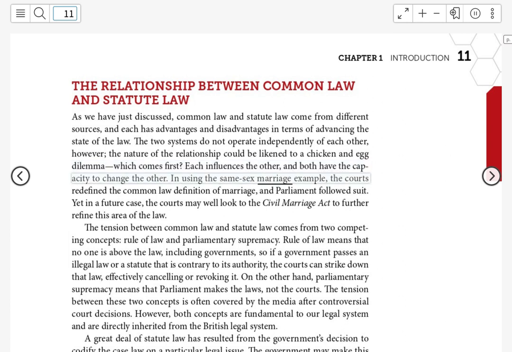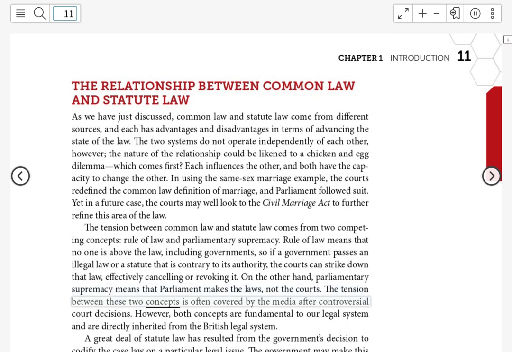In using the same-sex marriage example, the courts redefined the common law definition of marriage, and Parliament followed suit. Yet in a future case, the courts may well look to the Civil Marriage Act to further refine this area of the law. The tension between common law and statute law comes from two competing concepts: rule of law and parliamentary supremacy. Rule of law means that no one is above the law, including governments, so if a government passes an illegal law or a statute that is contrary to its authority, the courts can strike down that law, effectively cancelling or revoking it. On the other hand, parliamentary supremacy means that Parliament makes the laws, not the courts.